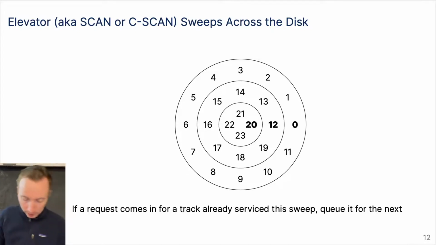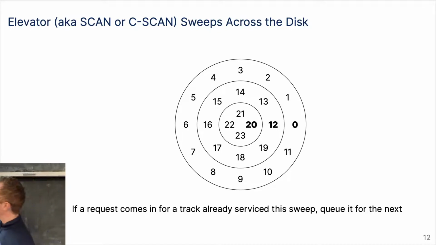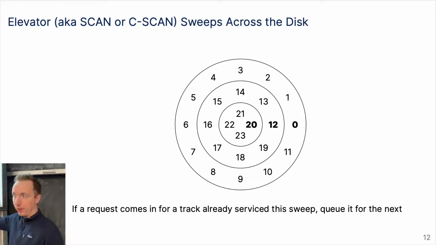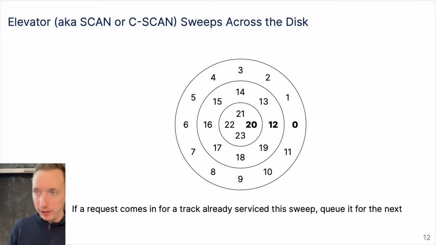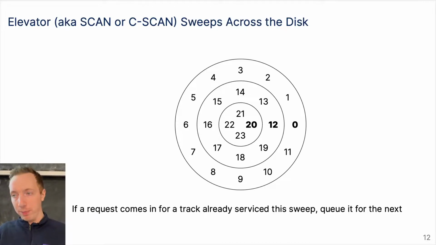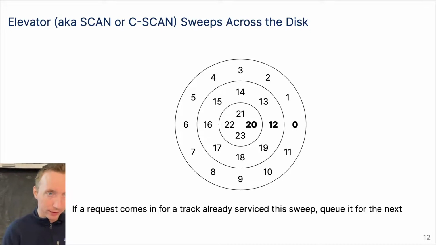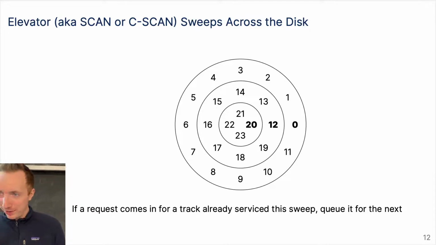So what it would do is, if the elevator is currently moving up, say we read 0 and then we moved up for 12, and then we had a request come in for like 1, something on the outer track. Well, the elevator is moving up, so it wouldn't actually read sector 1 until the elevator goes back down to the floor and restarts again. So does that kind of make sense to everyone? Hopefully.